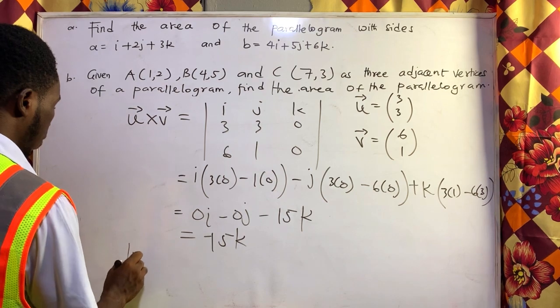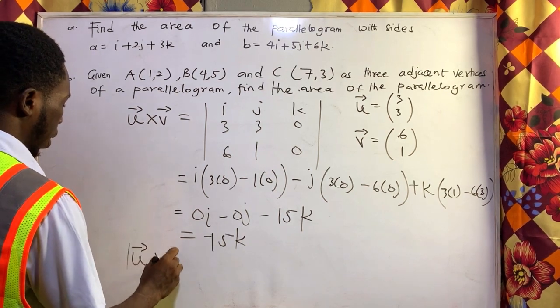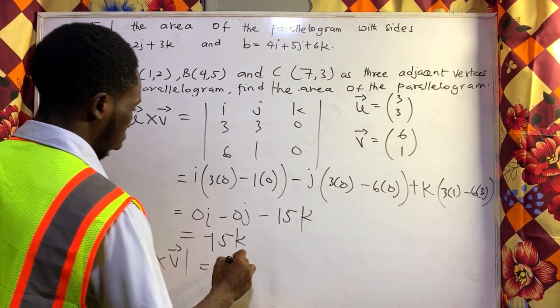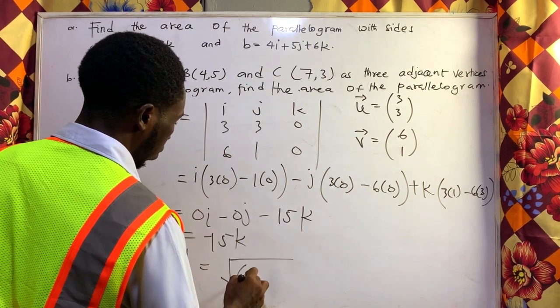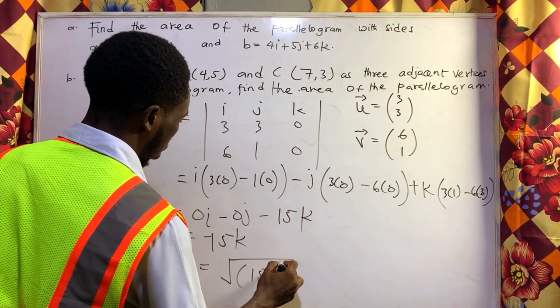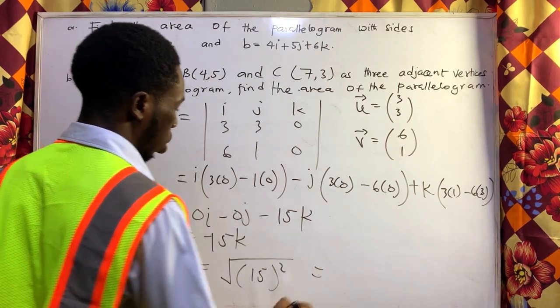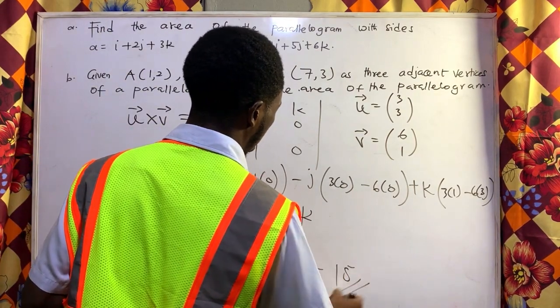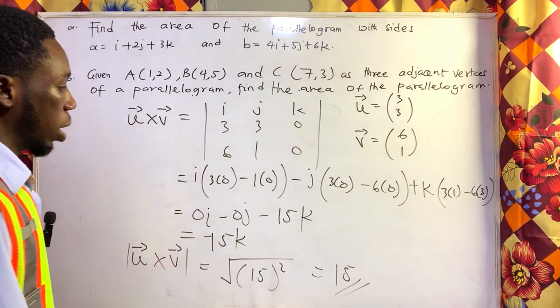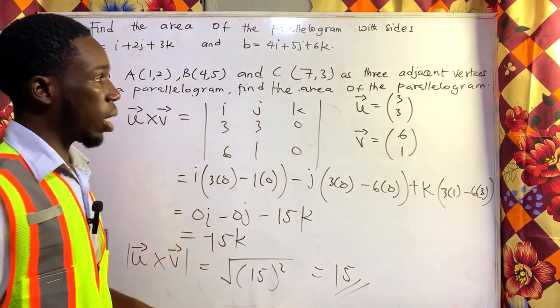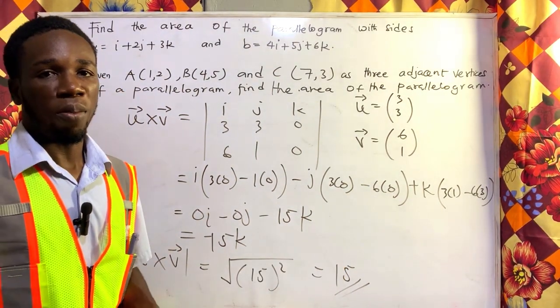The area is the magnitude of this value here, right? So the magnitude of vector U cross vector V actually gives us the square root of 15 squared. I will ignore the negative. So this will give us 15. And of course, the unit will be square units, because of the area. So that's how to go about this type of question.